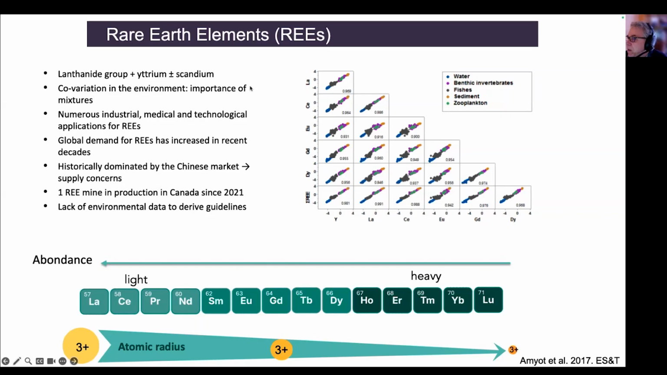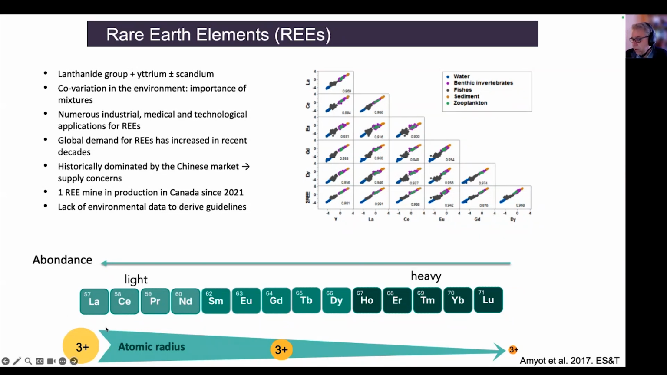So rare earth elements are essentially a series of 15 metals, the lanthanides, that are found at the bottom of the periodic table, plus yttrium and sometimes scandium as well. In this lanthanide series, there is a gradient of abundance, with the light rare earth elements being more abundant than the heavy ones. Also, most of these REEs are trivalent, which is quite important when understanding bioavailability, for instance.